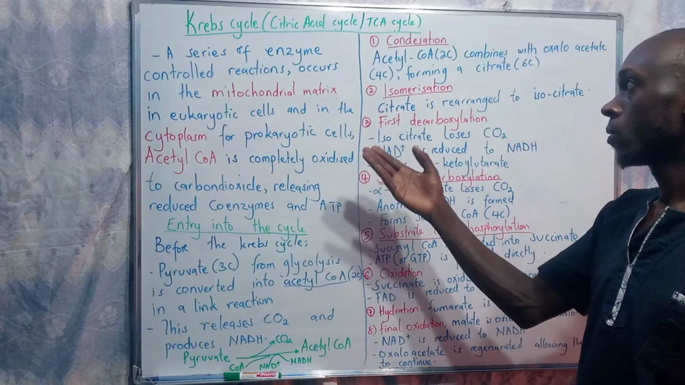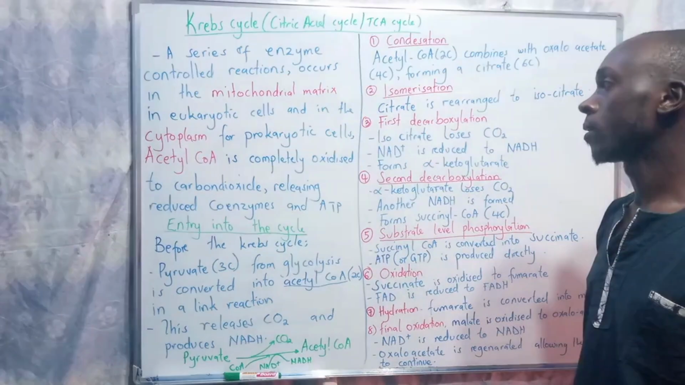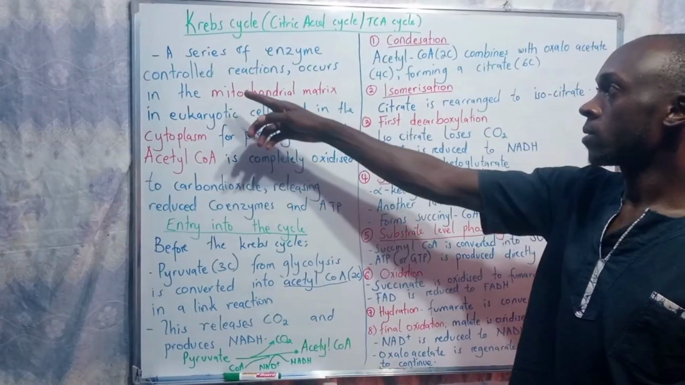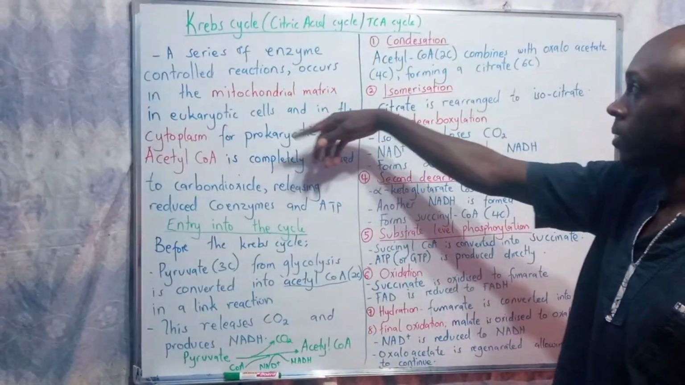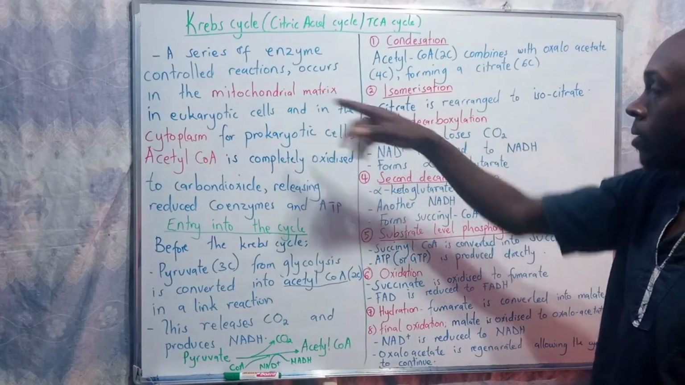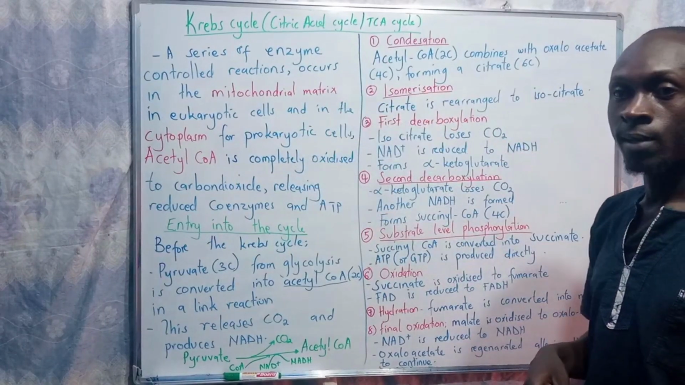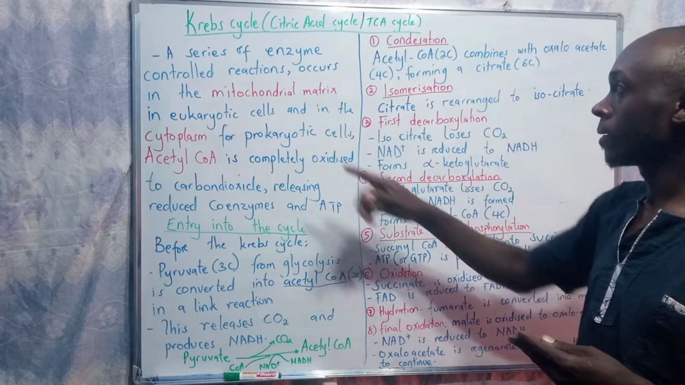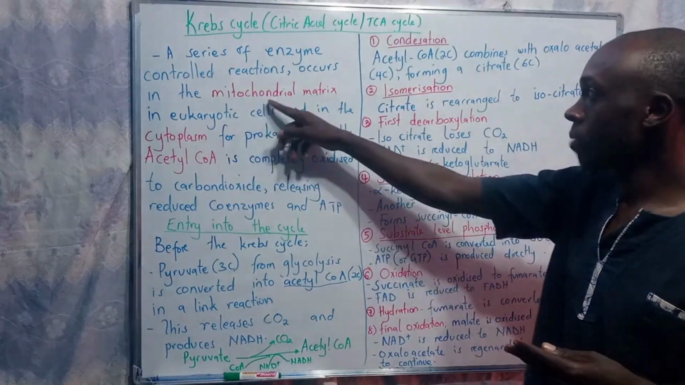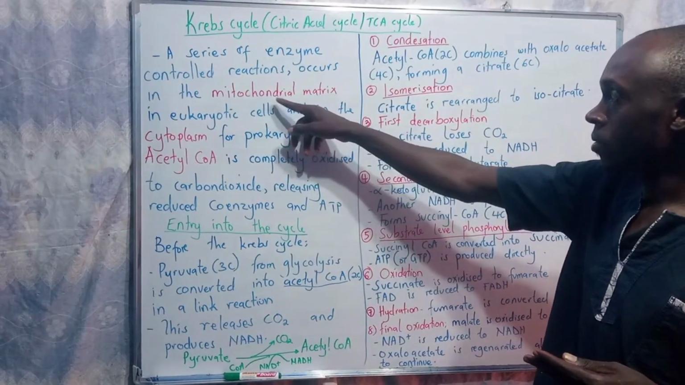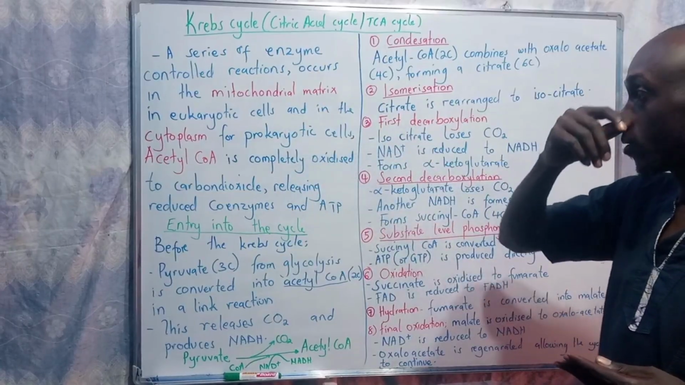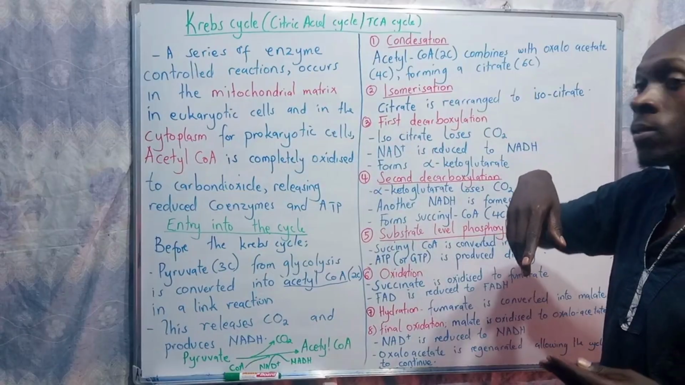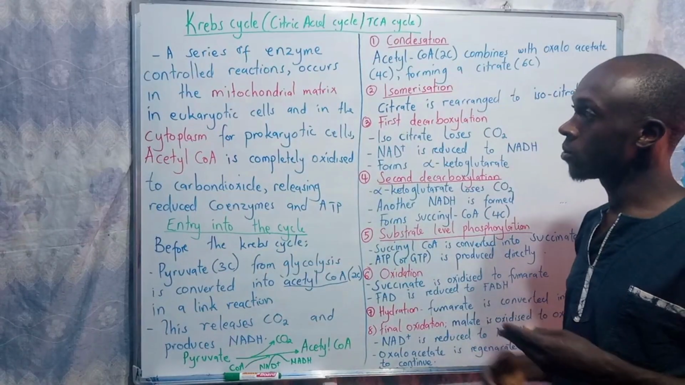So first of all, we can see that by definition, Krebs cycle is the series of enzyme-controlled reactions which occurs in the mitochondrial matrix. So the site for the occurrence of the Krebs cycle is the mitochondrial matrix. Of course, the mitochondria is only going to be found in eukaryotic cells. Eukaryotic cells have membrane-bound organelles.